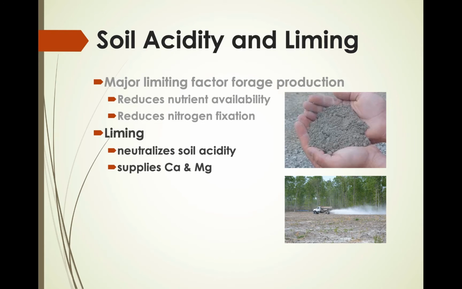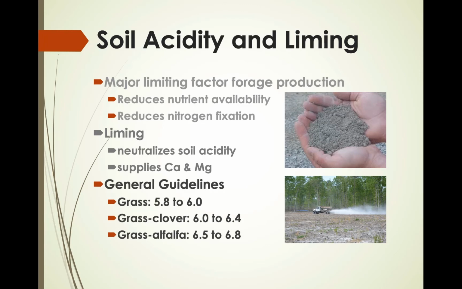Liming neutralizes soil acidity. It also supplies calcium and magnesium. And these are some general guidelines. In most hayfields and pastures in the Commonwealth, between 6 and 6.4 is going to be our ideal range. If we're growing grass in our alfalfa mixture or just alfalfa, we want to be closer in that 6.5 to 6.8 range.